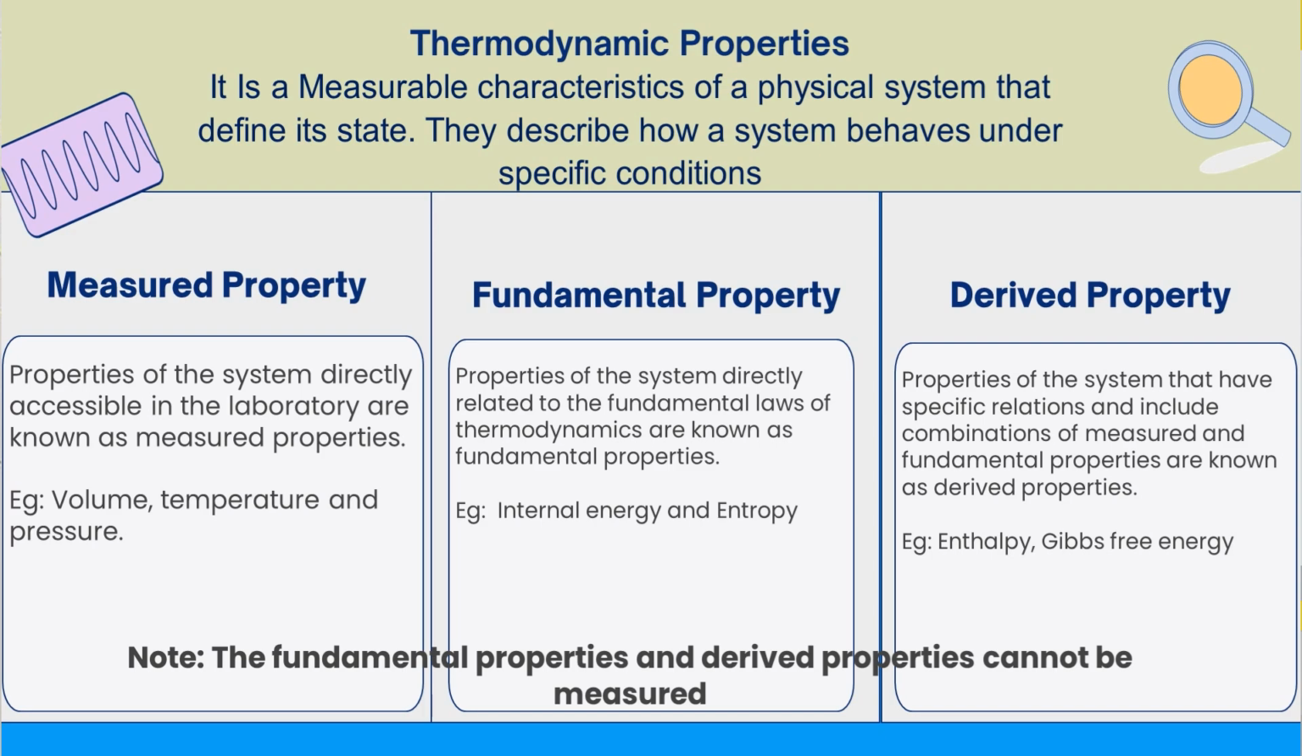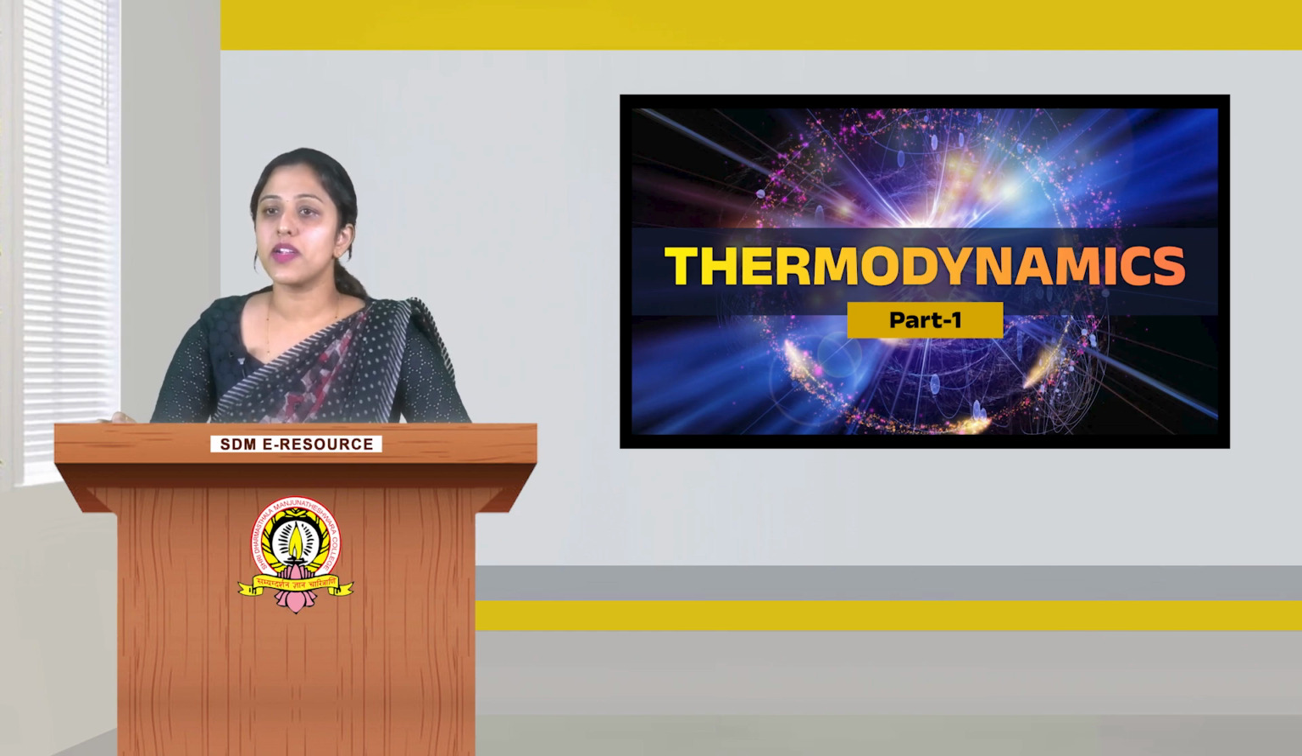The properties of the system directly related to the fundamental laws of thermodynamics are known as fundamental properties. Examples: internal energy and entropy. The properties of the system that have specific relations and which include a combination of both measured and fundamental properties are known as derived properties. Examples are enthalpy and Gibbs free energy. So the fundamental properties and derived properties cannot be measured directly.